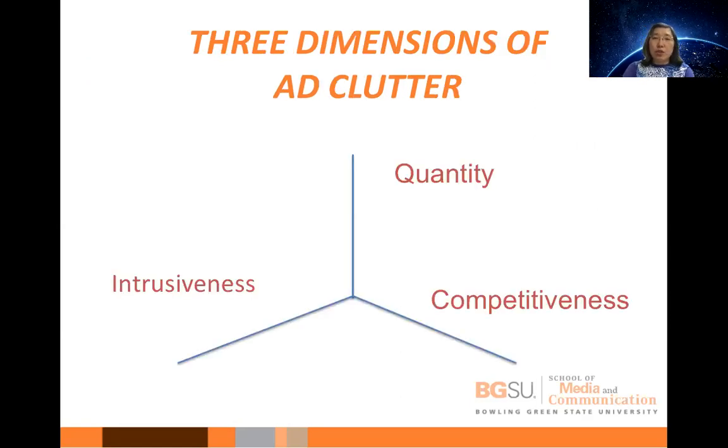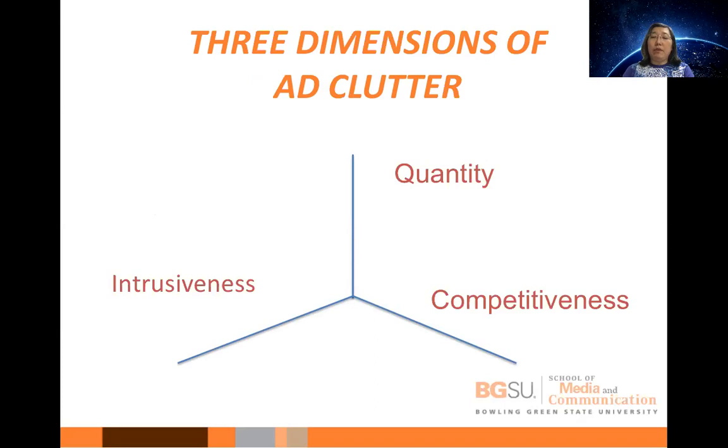In my research, I propose that advertising clutter actually consists of three dimensions. When you talk about clutter, we may refer to different dimensions or all three. The first is quantity. Quantity is the number of advertisements, or how many advertisements there are, which also includes frequency. So a large number of advertisements would make us feel cluttered and hard to handle.